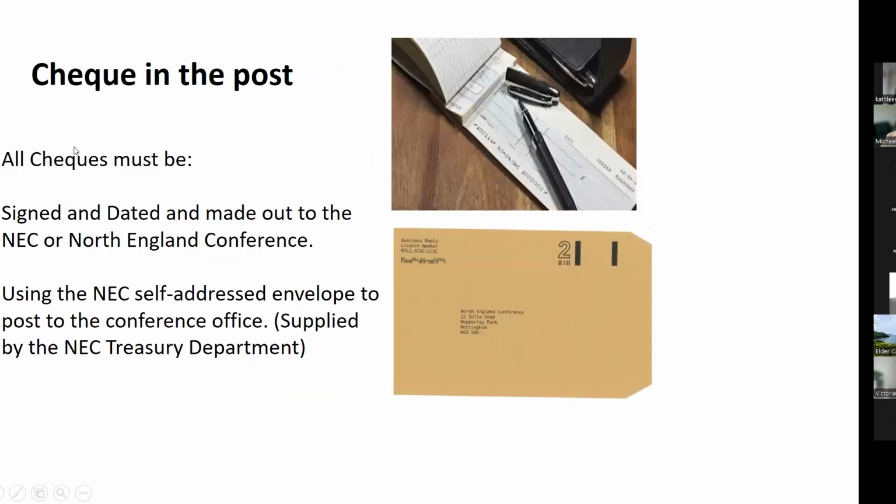Or for those who are sending by check, if you're worried about the postage, we've got our own business reply envelopes, which are usually supplied by us. Just ask, but I usually send them out with your report, so you should have quite a number there. Make sure that the checks sent to the conference are signed and dated, and made out to the NEC or the North England Conference. And you send it in this particular envelope, so you don't have to worry about the postage because it's already paid for.